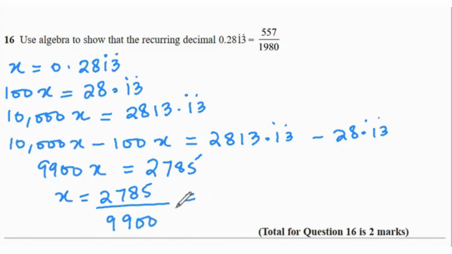And now we simplify it. They both come in the 5 times table. 2,785 divided by 5 is 557, and 9,900 divided by 5 is 1,980. And that's exactly the same as the fraction given in the question.